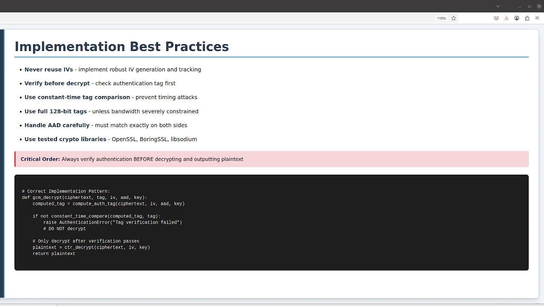The comparison must be constant time to prevent timing attacks. Never output plaintext or allow it to be used if authentication fails. Third, use appropriate tag lengths.